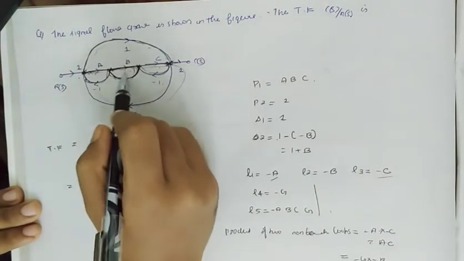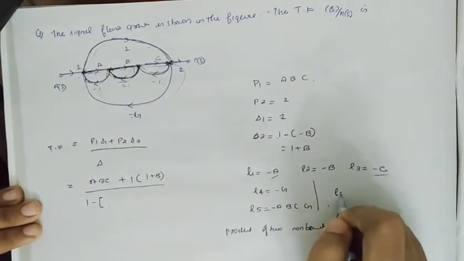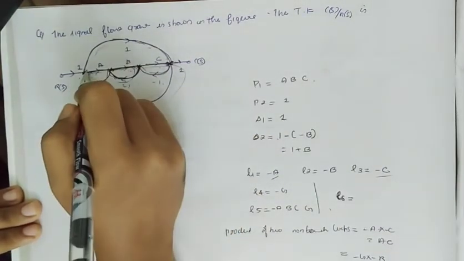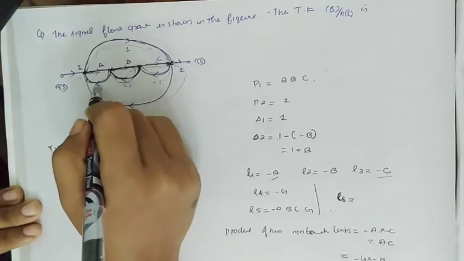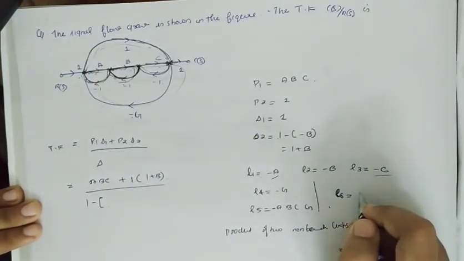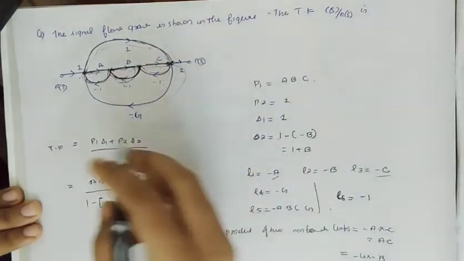There is one more loop here. I forgot to write SL6. Start from here, 1 minus 1 into minus 1 into minus 1, so that is equal to minus 1.